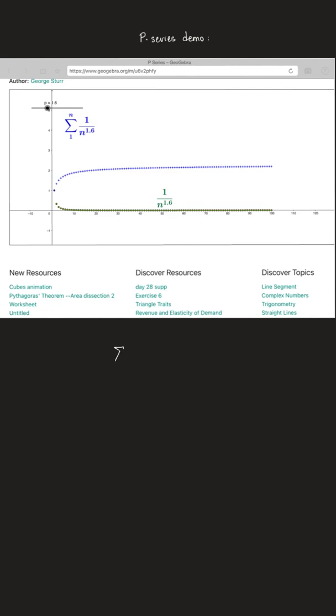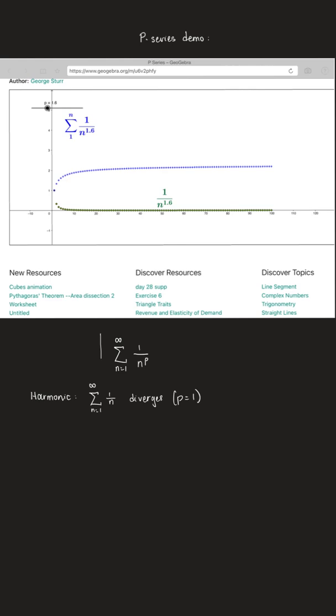So the p-series has the following form. It's a lot like the p-integral. So it's 1 over n to the p from n equals 1 to infinity. And p is something that's fixed. So for example, the harmonic series is a p-series with p equal to 1. So the harmonic series looks like this. We saw in a previous video that the harmonic series diverges, and it is a p-series with p equal to 1.